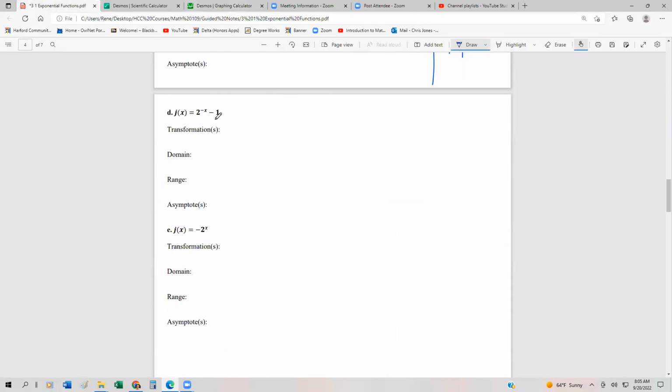A couple more examples. So we have this 2 to the minus x, minus 1. So we certainly know the minus 1 is going to move it down 1. And then if the negative is in the exponent, that means it's going to reflect in the y-axis. All right, so we move the entire function down 1 unit, and we're going to reflect in the y-axis. All right, so apologies.